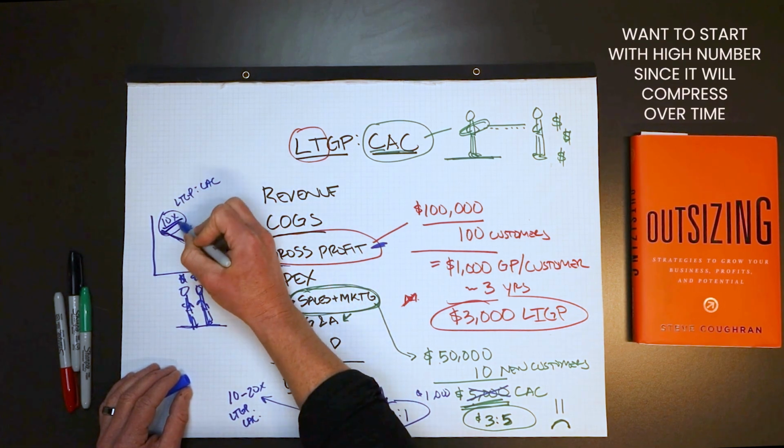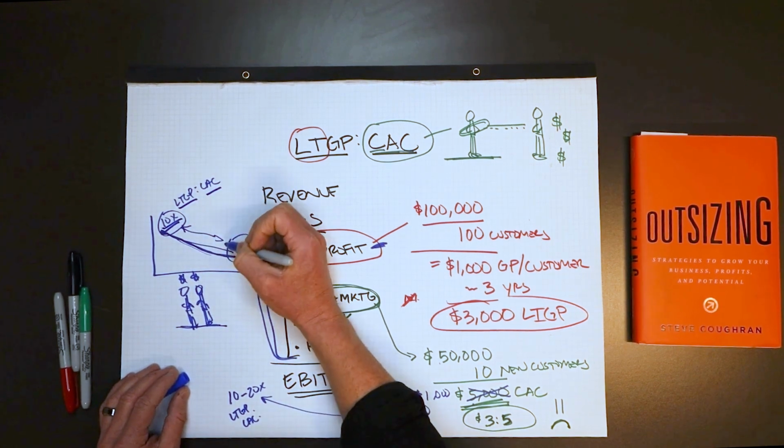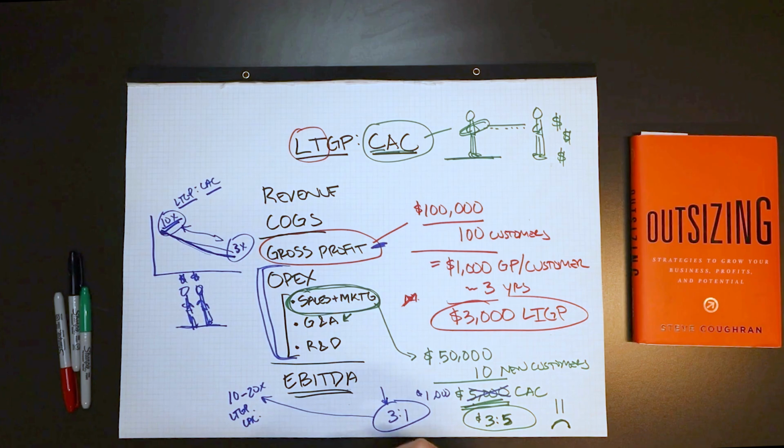That's why you want to be really high, because you want to allow for this compression over time. If you're at 3 right now and you go hire a team, unless you fix this ratio, it's going to compress below 3. And the more people you hire, the more people you bring on, the less effective your sales and marketing will be. And potentially you could lose money in the process. So this is really important to understand.